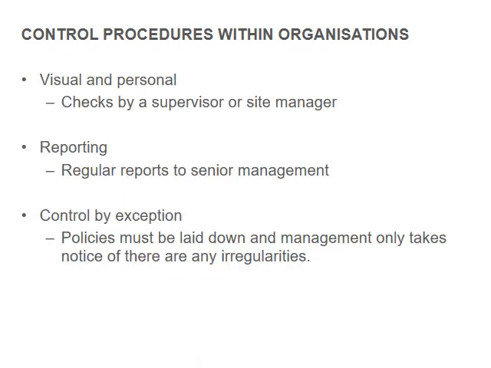Control procedures within an organization can either be visual and personal, checks by supervisor or site manager. That's hands-on, going to site, having a look at progress and so on, relying on reporting, regular reports to senior management, etc., and making your deductions from that report. Then control by exception is where policies must be laid down and management only takes notice when any irregularities occur. That is a stance that is taken by many large corporations. If all seems well, it is well. So this is more or less the way that they manage their things.